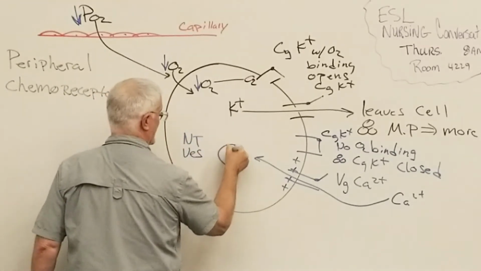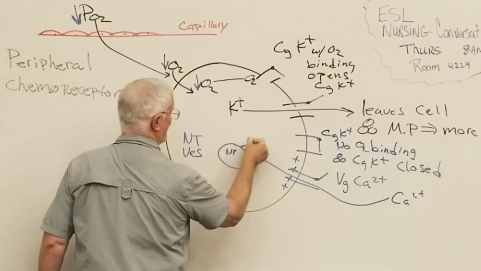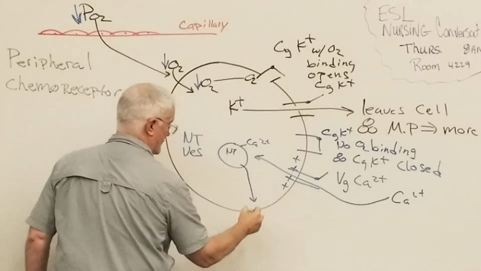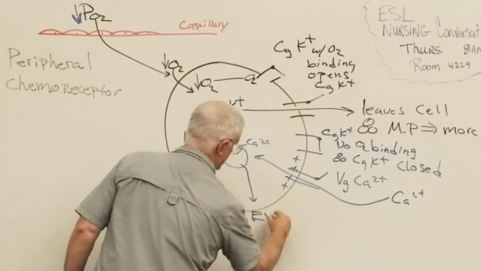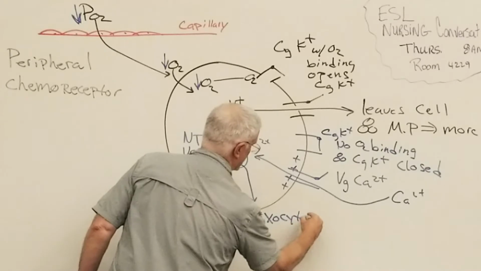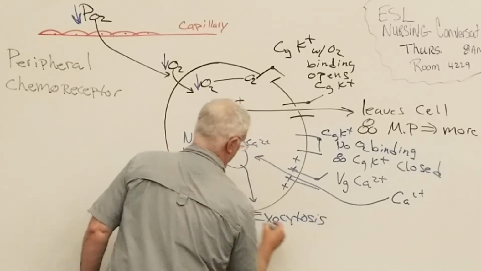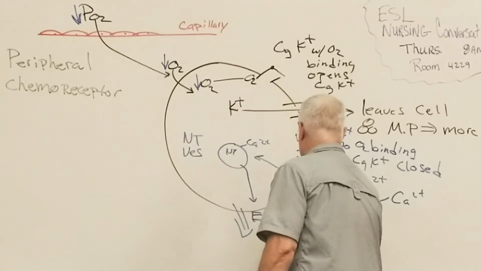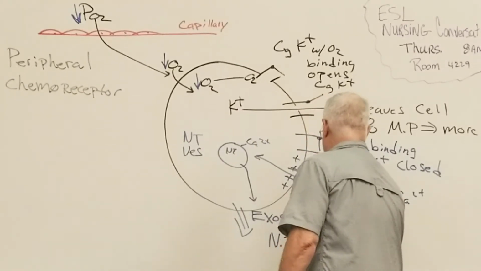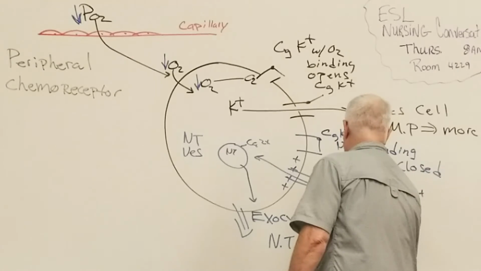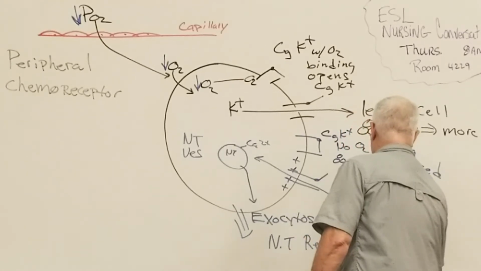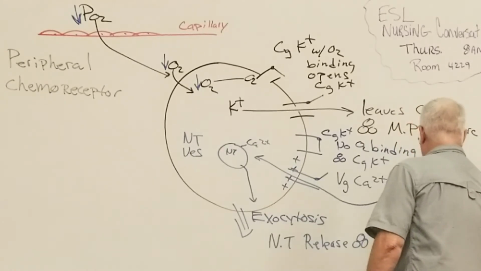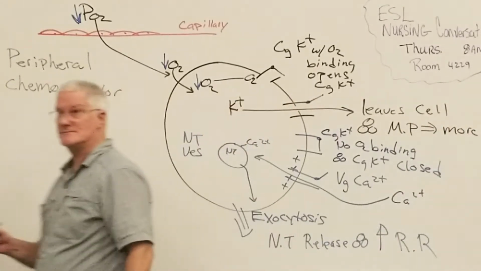And there's going to be neurotransmitters in here. Here's my calcium binding to it. That can then go to exocytosis. And that means we're releasing neurotransmitters. Neurotransmitter release. I'll get out of the way in a second. Therefore, increase respiration rates.